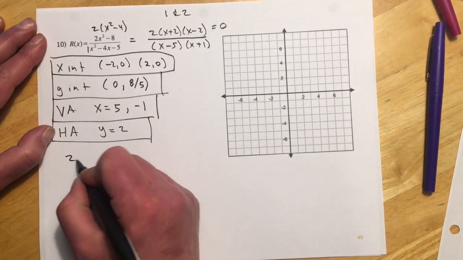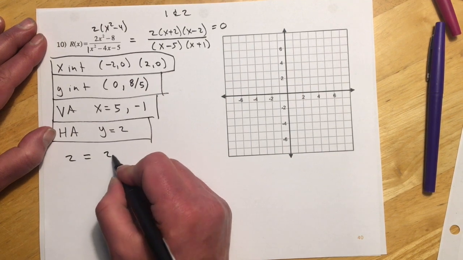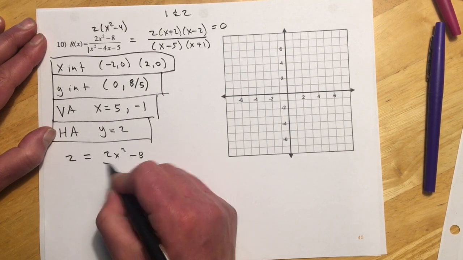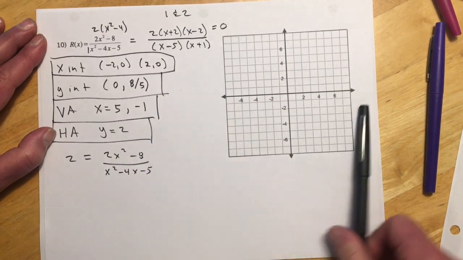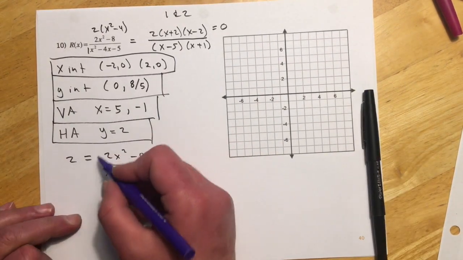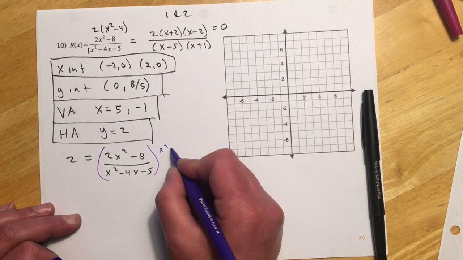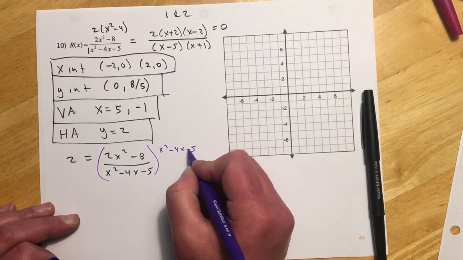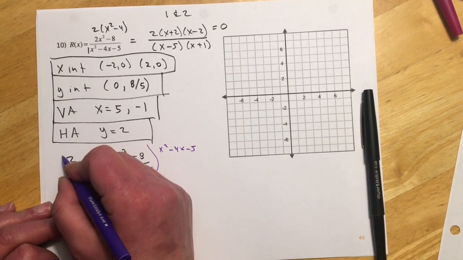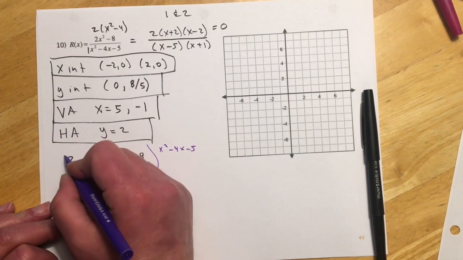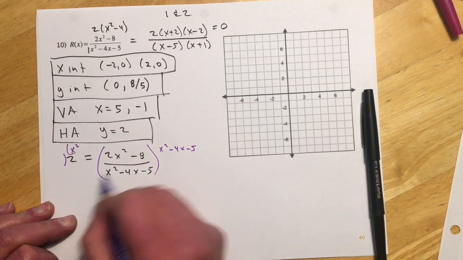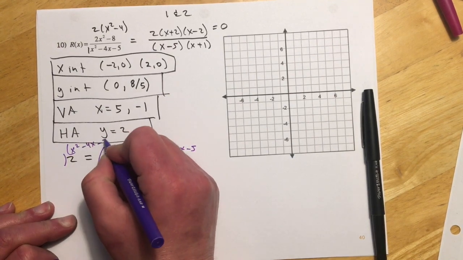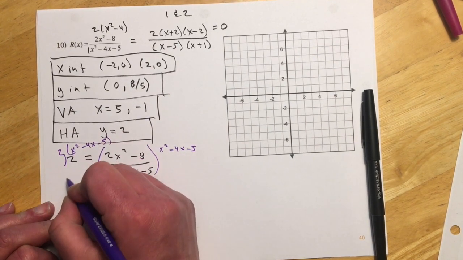So we go 2 equals (2x squared minus 8) over (x squared minus 4x minus 5). And so I'm going to multiply both sides by x squared minus 4x minus 5. Same thing over here. I didn't write that very well. We'll just go x squared minus 4x minus 5, and we multiply that by 2.